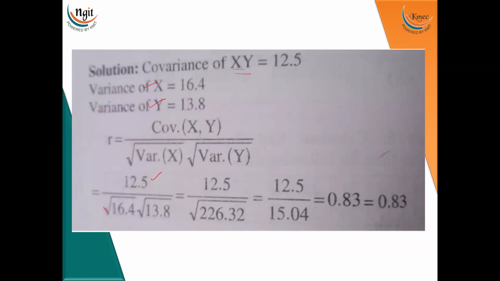So simply place it as square root of 16.4 and 13.8, and this 12.5 divided by so and so, you will get 0.8. Solve this and check whether your answer is matching with this answer or not.